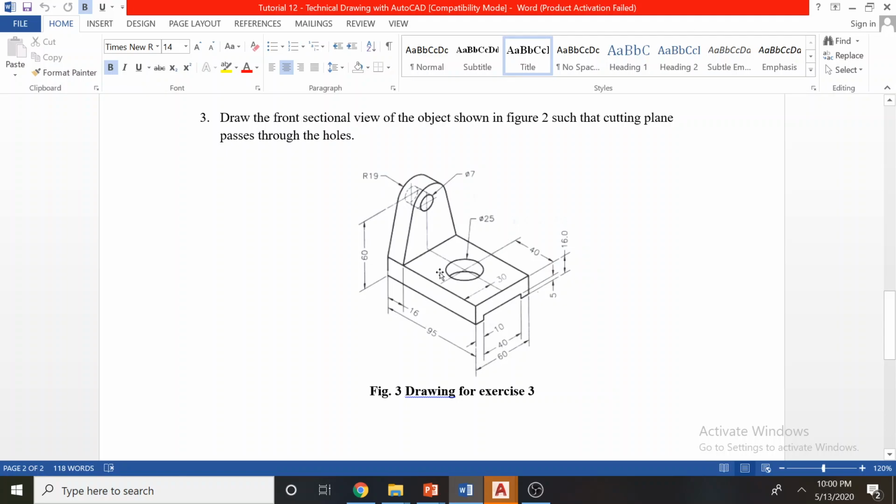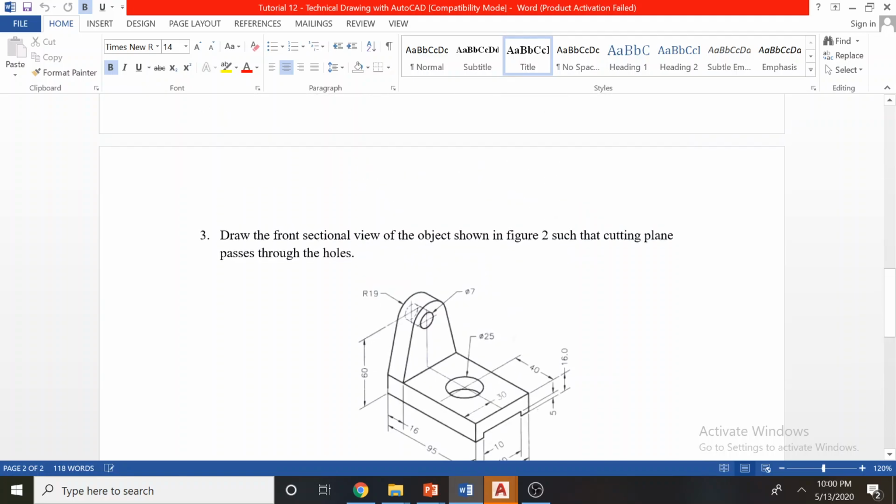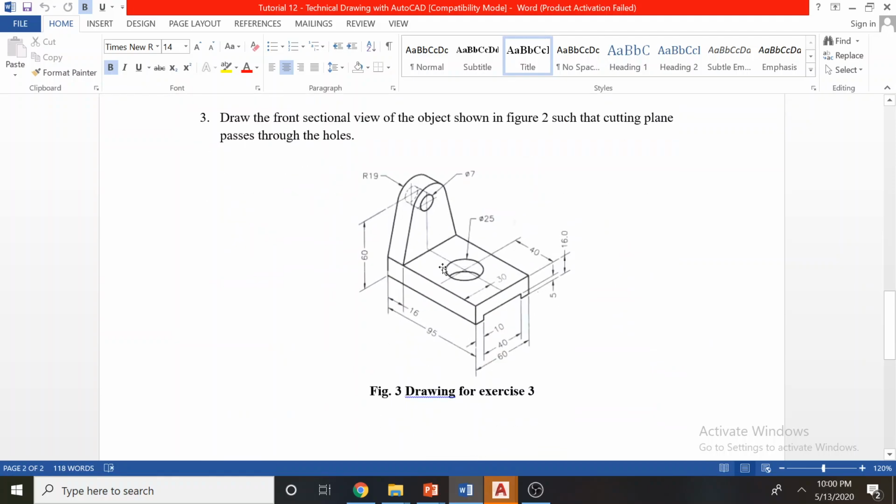We'll give you a 3D model like this and ask you to draw the front view. We'll ask you to make a section and draw whatever you can see in AutoCAD. So practice these questions and get an idea. We'll try to upload the answers for these questions in the coming videos.